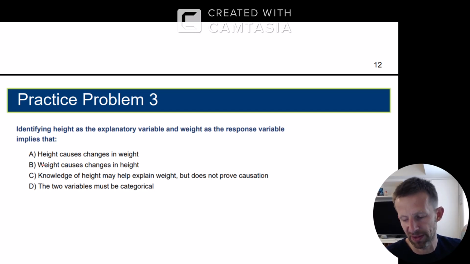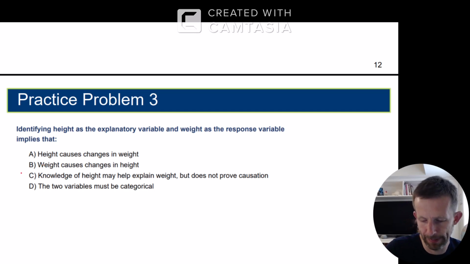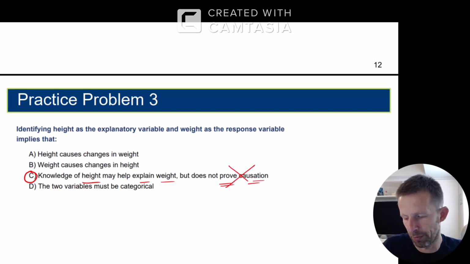The two variables must be categorical. So we think that height may explain weight, but does not prove causation.